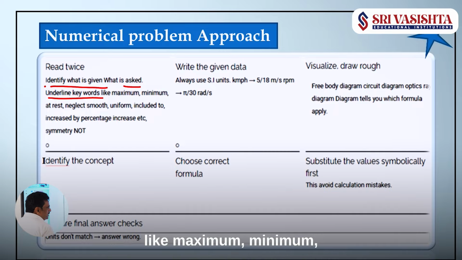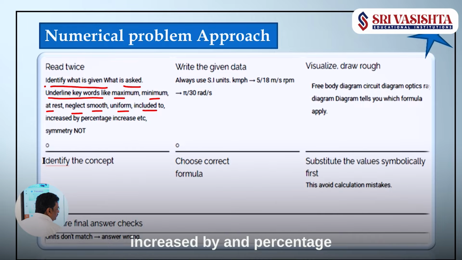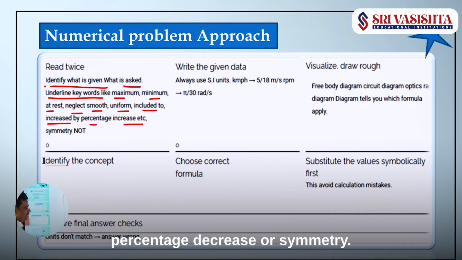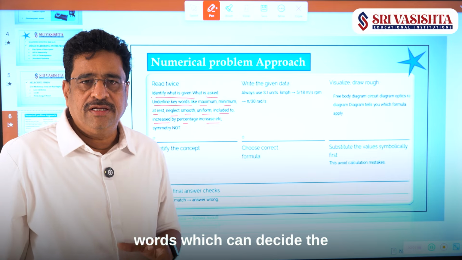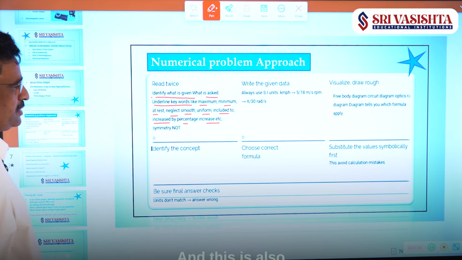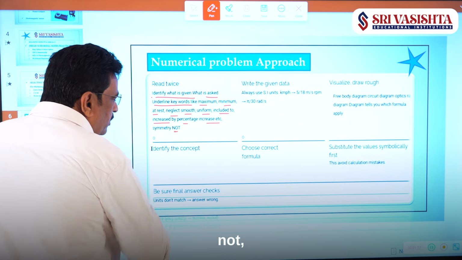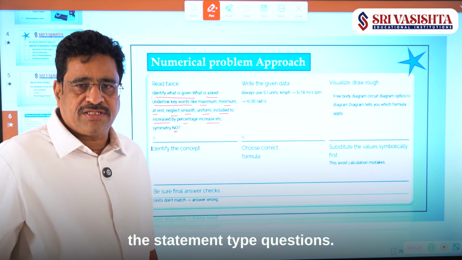Keywords like maximum, minimum, at rest, neglect the friction, smooth, uniform, inclined to, increased by, percentage increase, percentage decrease, or symmetry. These are the keywords which can decide the answer. So first of all, you need to focus on these keywords. This is also very important in statement type questions.